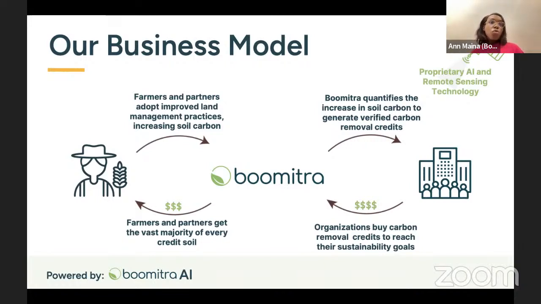So how do we know what amount of soil carbon has been increased in the soil? That is where Bumitra's expertise comes in, and we bring in our remote sensing technology that is able to monitor and give real-time insights on what is exactly happening on a specific farm. So we feed that data into artificial intelligence, with also some ground soil data that we have collected to calibrate our models, and we're able to keep track of the changes in the soil carbon stock over a period of time.